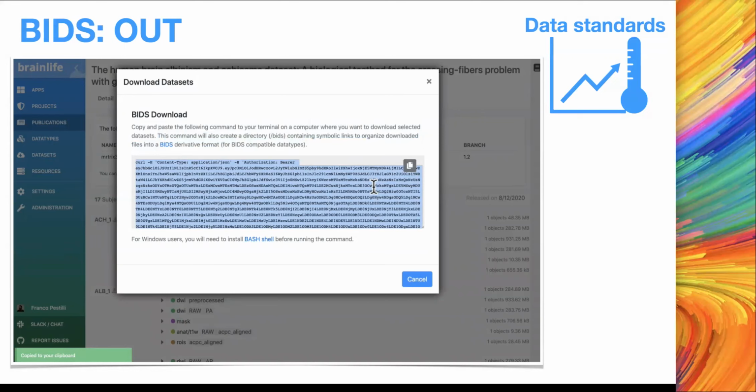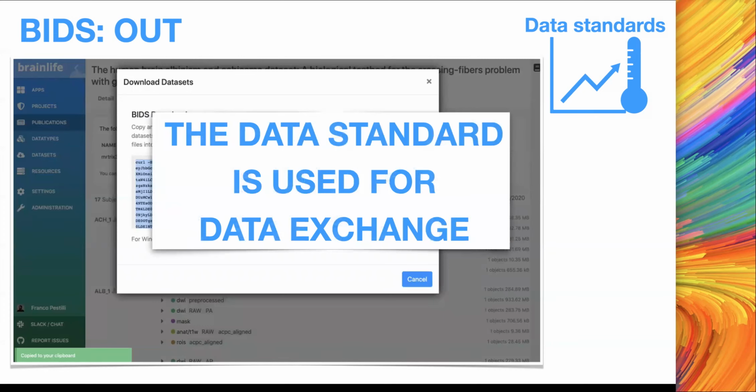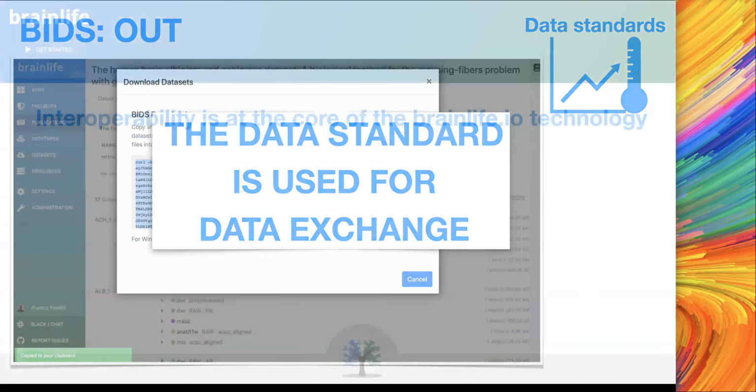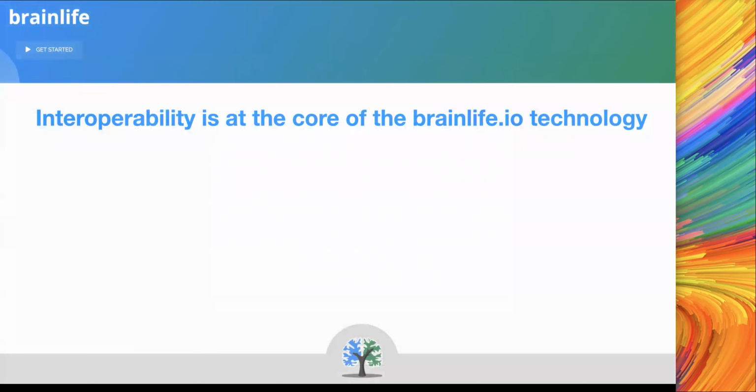There's some level of lack of coverage of some of the data derivatives on BrainLife because some of the BIDS extensions, for example BIDS for connectivity, are still being developed, and we're looking forward to the community completing that task. Data standards indeed are used by the platform for data exchange, both in and out of the platform. Data can be inputted and outputted via BIDS, the BIDS standard. So interoperability is at the core of the BrainLife technology.